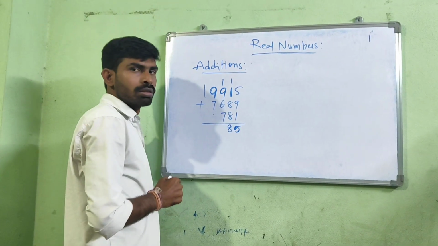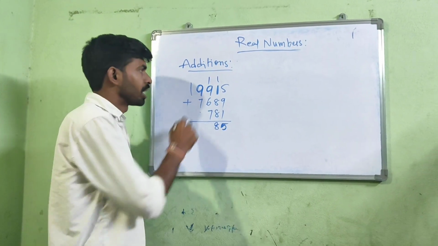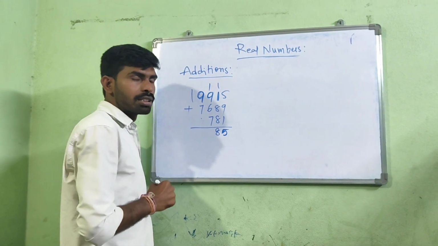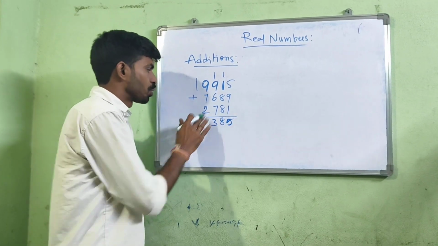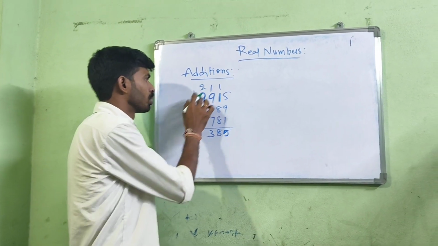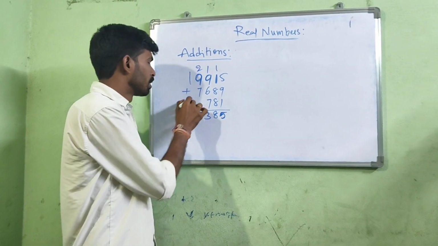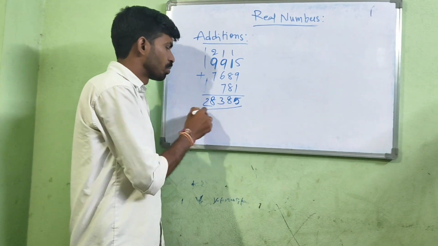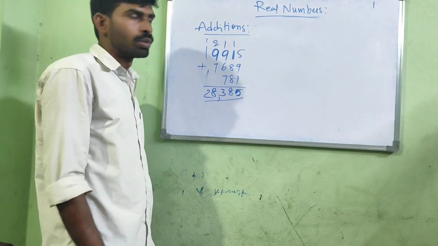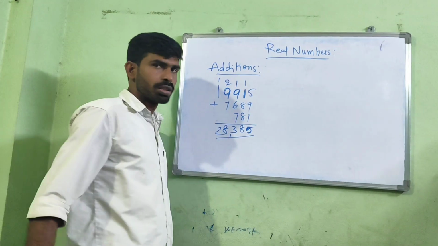Here 1. 9 plus 6, how much? 15, 16, and plus 7 it is 23. 9 plus 2, you can write here 2. 9 plus 2 is 11. 11 plus 7 is 18. Here 1, you can write here 1. 1 plus 1 is 2. Okay, this is the way we need to do additions.